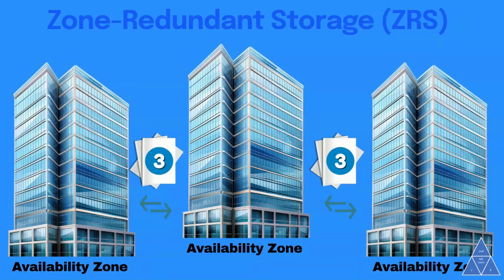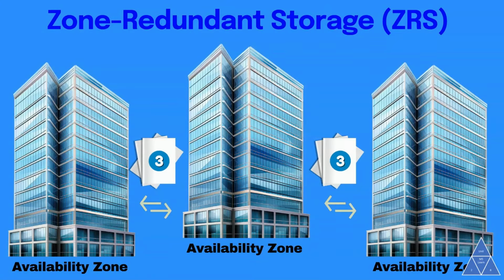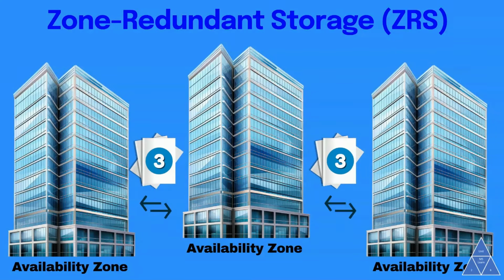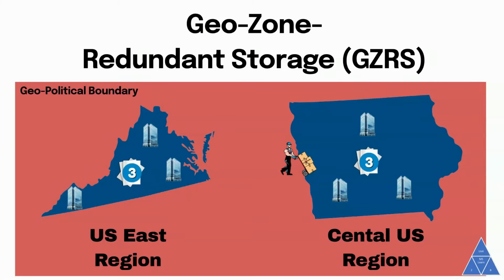Zone-Redundant Storage, ZRS, replicates your data across 2 to 3 zones in the same region. This offering protects against zonal failures without requiring you to configure and manage additional data replication. With GRS, the data is available to be read-only if the customer or Microsoft initiates a failover from the primary region to the secondary region.